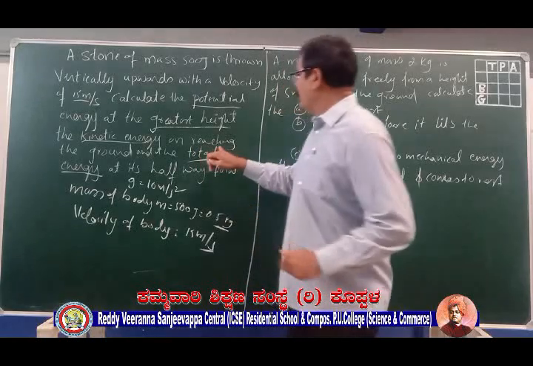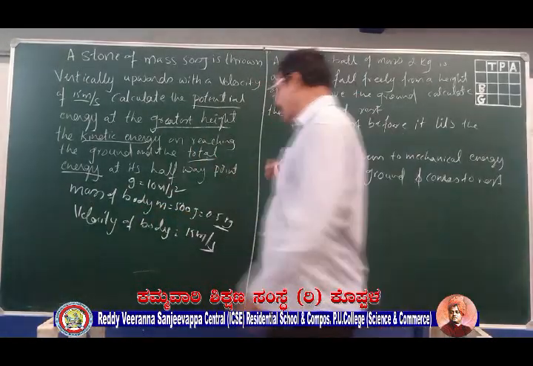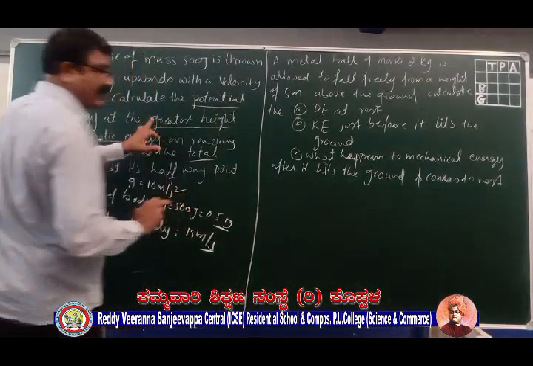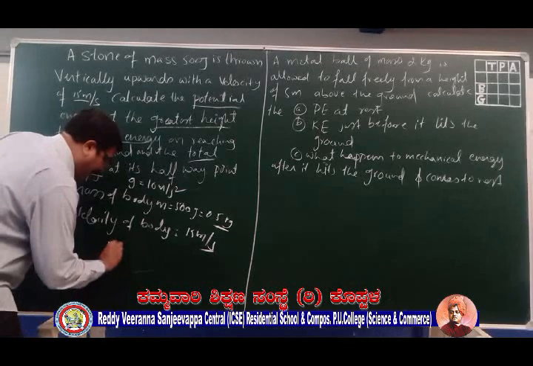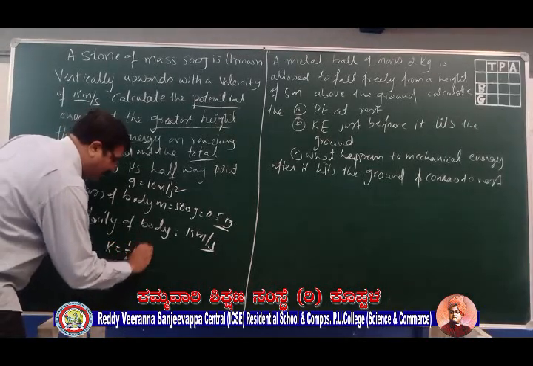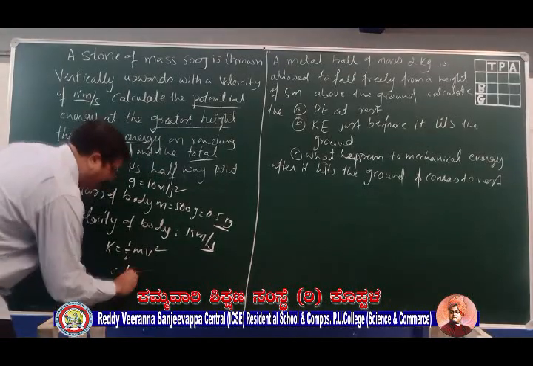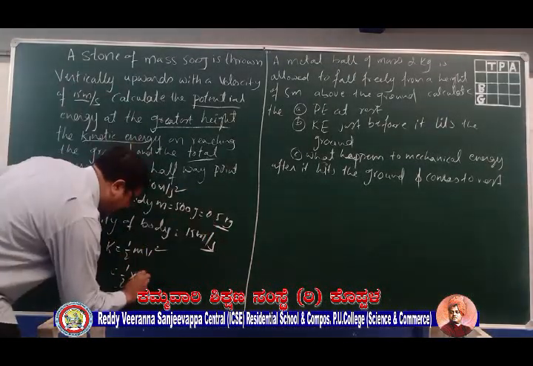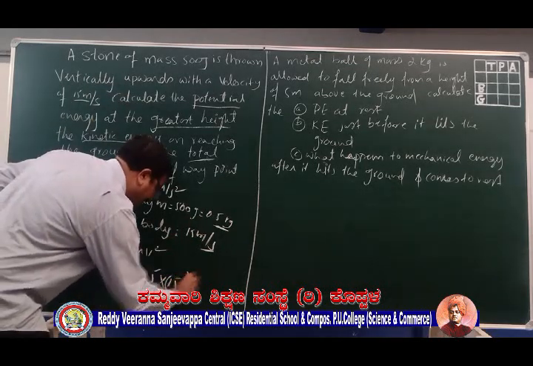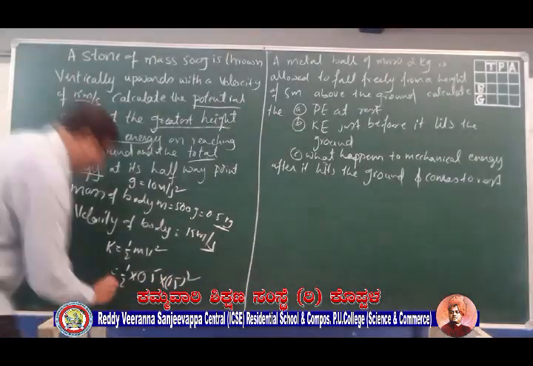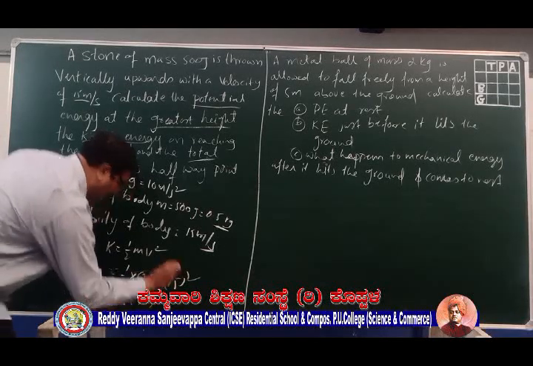Now he has given just the velocity and mass. So first we'll solve the second question in the problem. Kinetic energy is equal to half m v square. This is the formula. That is half into 0.5, that is the mass, into v square, 15 square. If you solve this one, you get 56.25 joule as the energy.